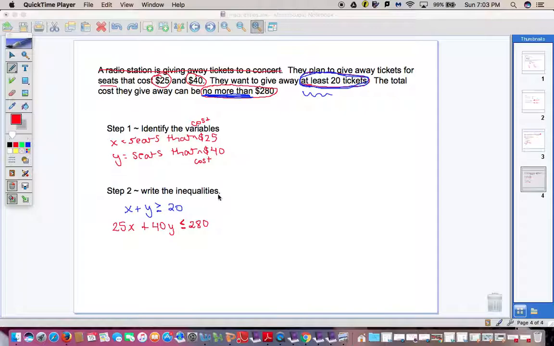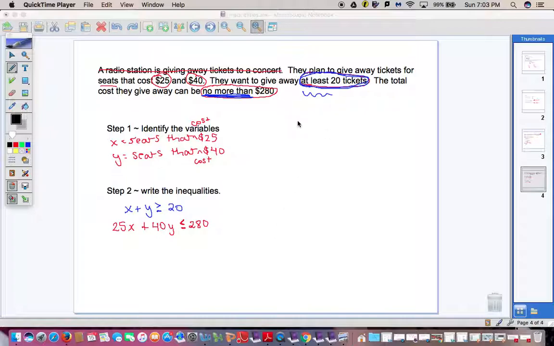Well, I picked some really awful numbers because there's no way that they can give away 20 tickets and still cost less than 280. So my guess is I missed a number here. So we could pick a different number to make it better. But what we would see when we actually go to solve these is that this isn't actually a possibility. But since we're just writing the inequality, I'm not worried about it quite yet. Okay, so we could change that number to make it something that's more feasible, but I just picked random numbers in here so I could show you how to actually set this up.